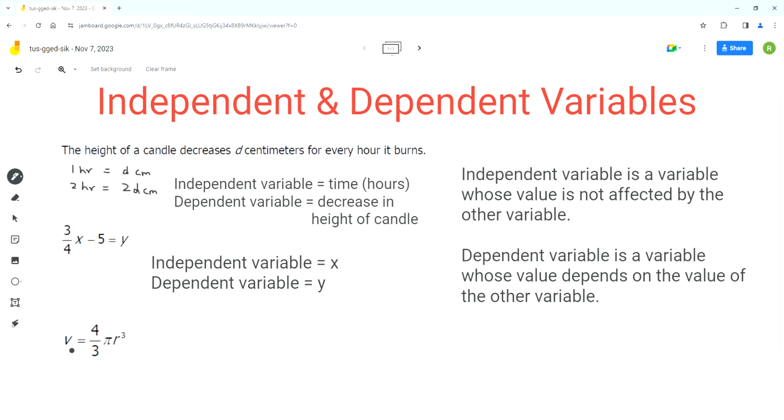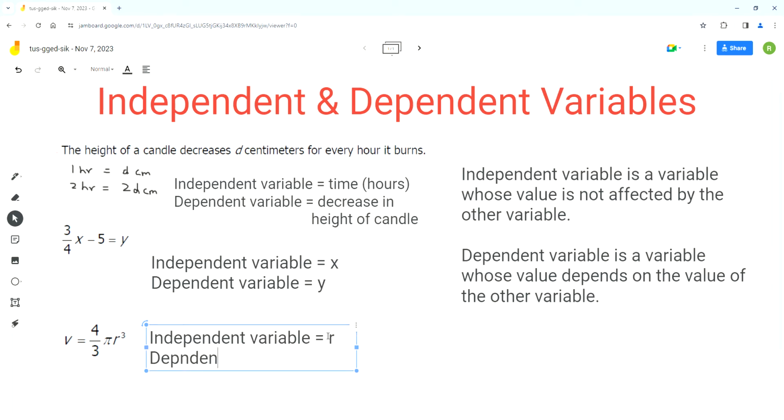So that means the value of V depends on the value of R. So in this case, the independent variable is R and the dependent variable is the other variable, which is V. So I hope you'll find this video useful.